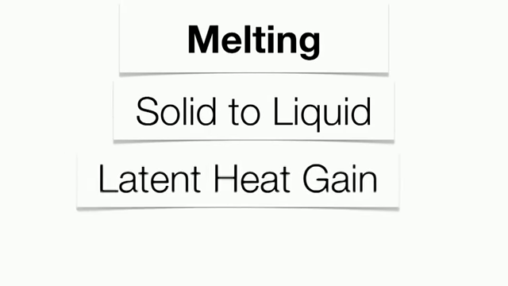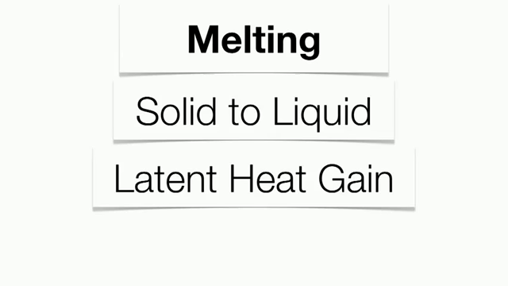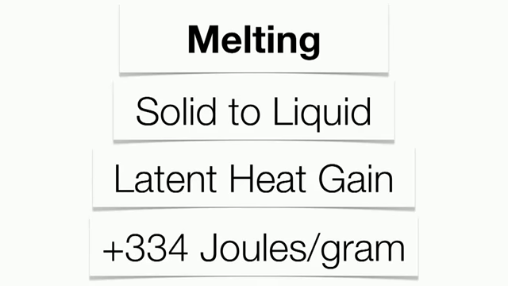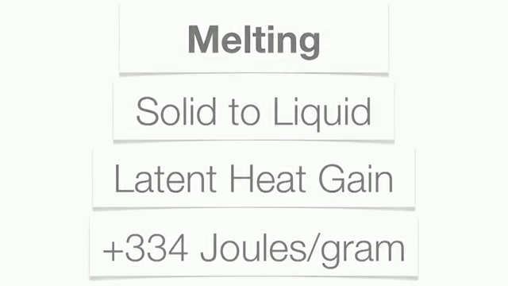So melting is basically solid to liquid. In this case, you're going to have an energy gain here. Latent heat is going to be gained, it's going to be taken in the form of 334 joules per gram. So again, a joule is a unit of heat energy. So for every gram of solid ice you want to change to liquid water, you need to apply 334 joules for every gram of solid ice to change it to liquid water.